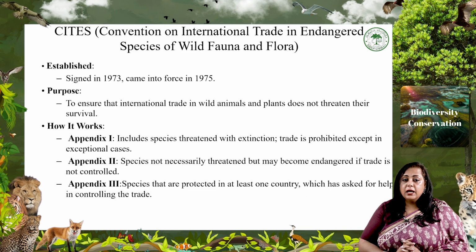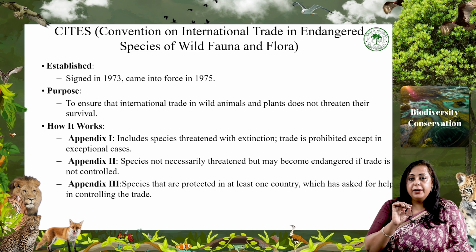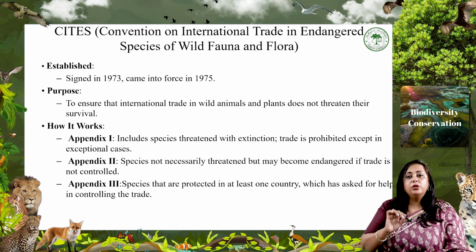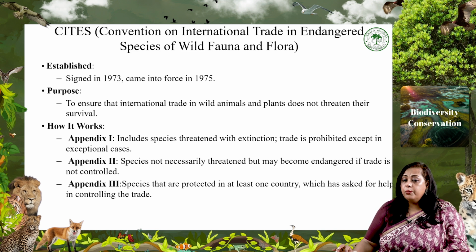And this convention took place in 1973 and came into force in 1975 to ensure that international trade in wild animals and plants does not threaten their survival. There are 3 appendices in CITES, Appendix 1, Appendix 2 and Appendix 3, and the whole of CITES works on a licensing system. Appendix 1 includes species threatened with extinction. Trade is prohibited except in exceptional cases. So the most threatened species fall under Appendix 1.